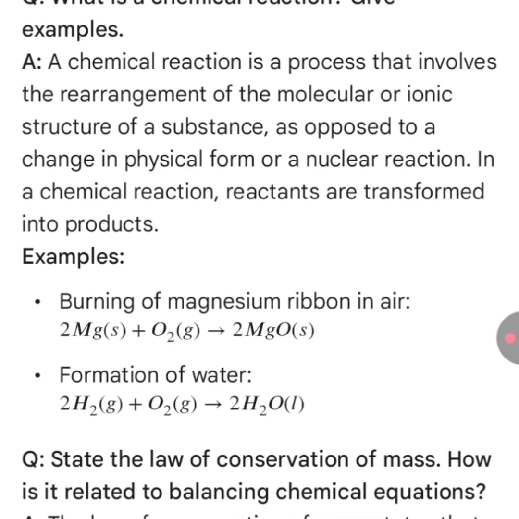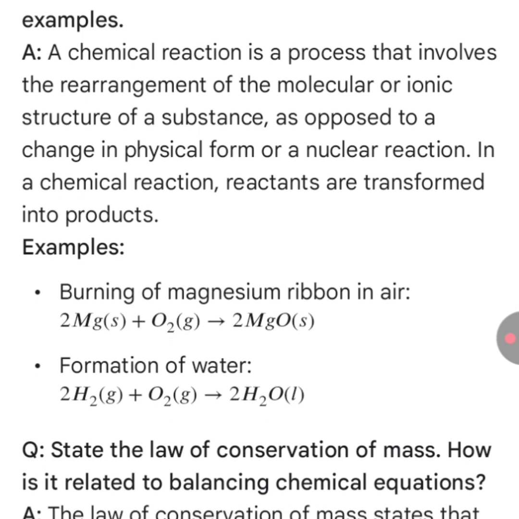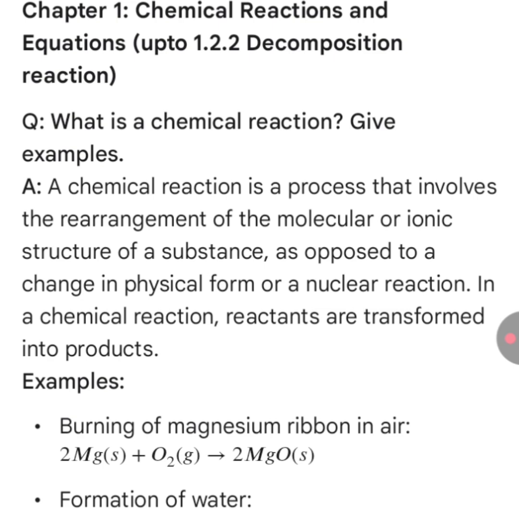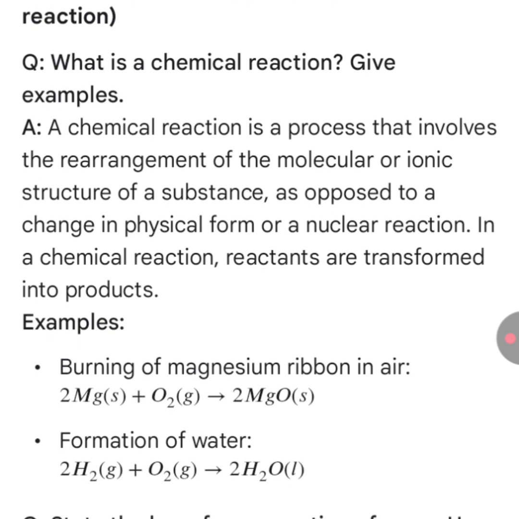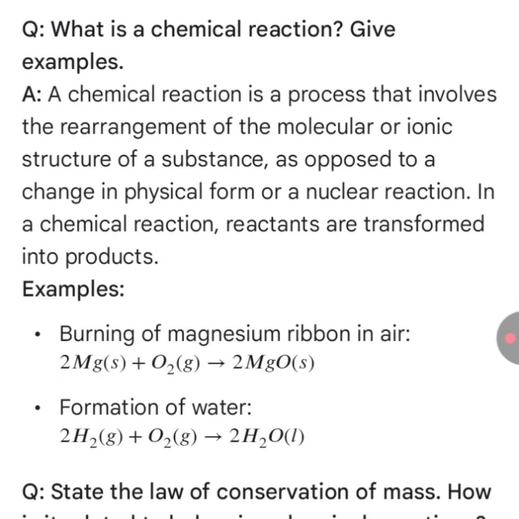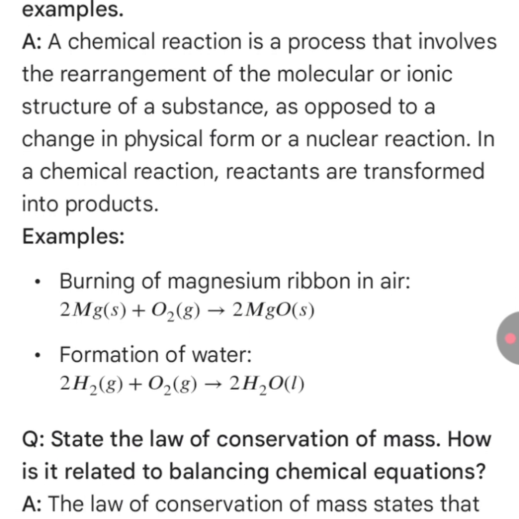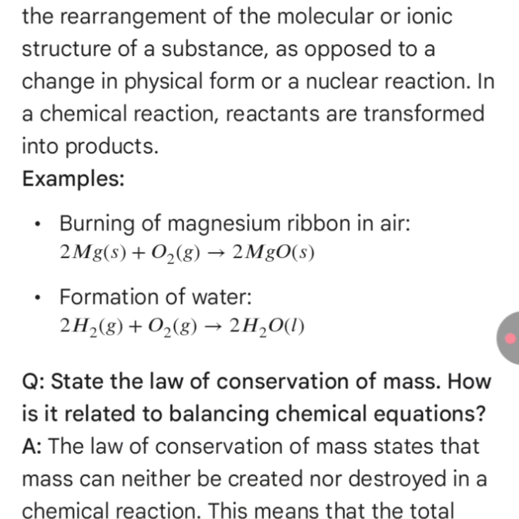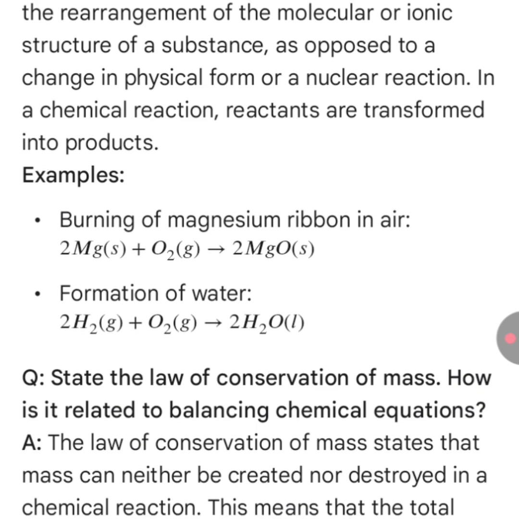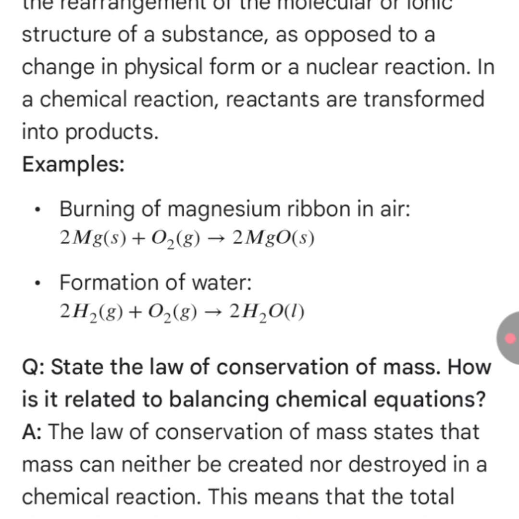Examples. Burning of magnesium ribbon in air, 2Mg(s) + O2(g) → 2MgO(s). Formation of water, 2H2(g) + O2(g) → 2H2O(l). Q. State the law of conservation of mass. How is it related to balancing chemical equations?